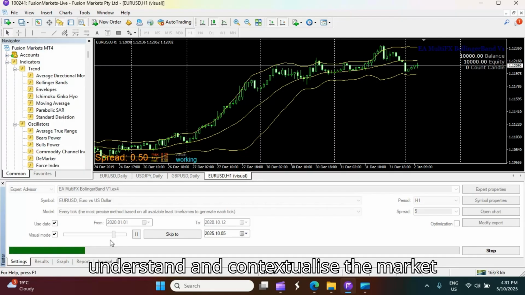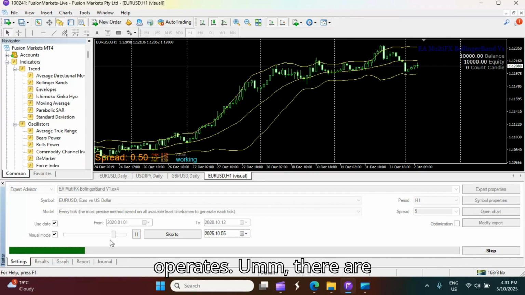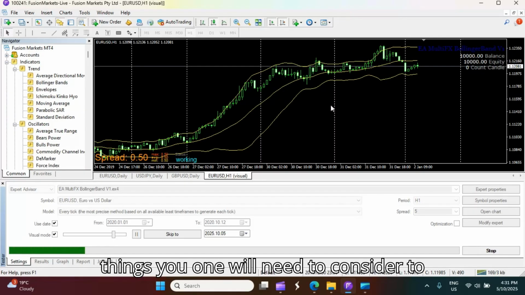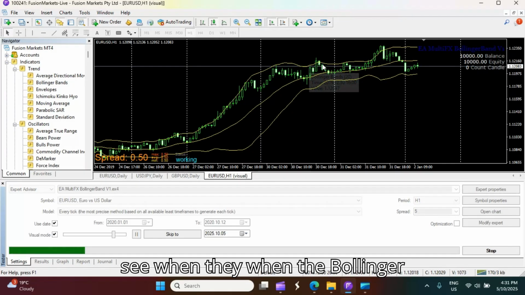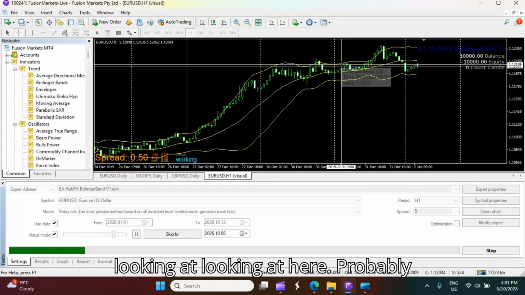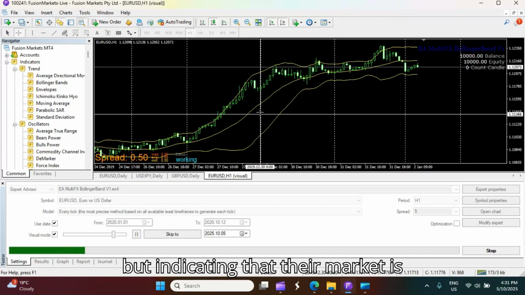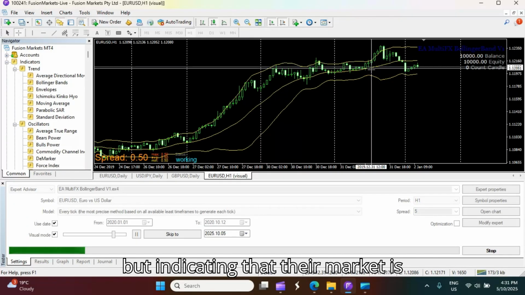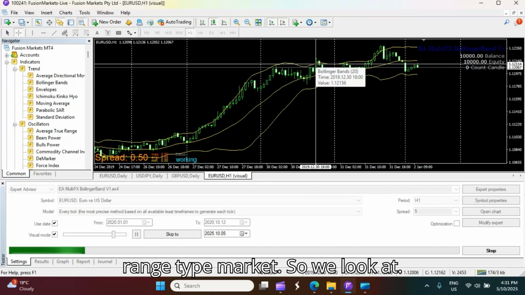We also need to understand and contextualize the market environment in which the Bollinger Band operates. There are things one will need to consider to make this a profitable strategy. You can see when the Bollinger Bands squeeze, right? They travel on a really narrow band. We're looking at here probably about 28 pips, indicating that the market is trading in a bit of a range type market.